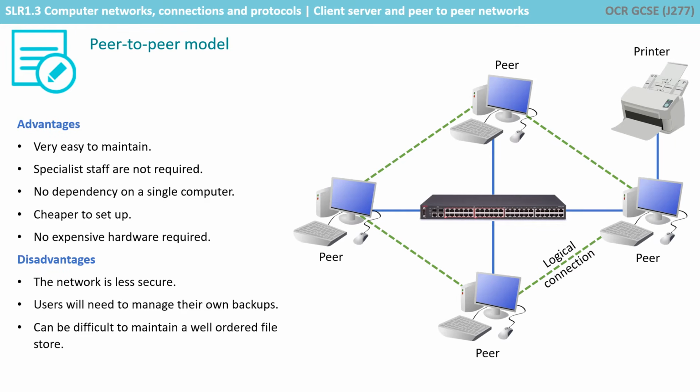There are some advantages to the peer-to-peer model. It's very easy to maintain. We don't need specialist staff anymore. There's now no dependency on a single central server or device, and it's cheaper to set up. There's no expensive hardware required. Of course, there are some disadvantages. The network is generally less secure. Users will be responsible for managing their own backups, and it can be difficult to maintain a well-ordered file store.